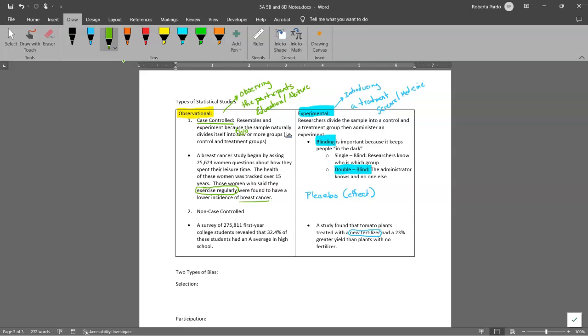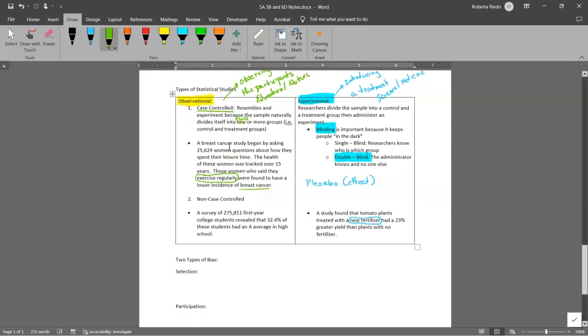And in a non-case control, we don't have grouping that happens. So we just have these first year college students. We're finding out if they had an A average in high school. So this again is just an observation. We're just pulling some transcript records, finding out what their grade in high school was. So that's what we would consider an observational study.